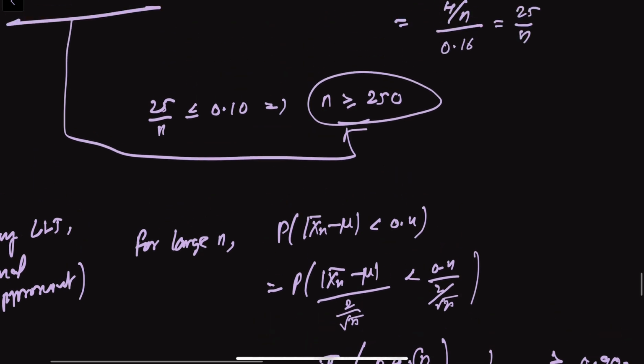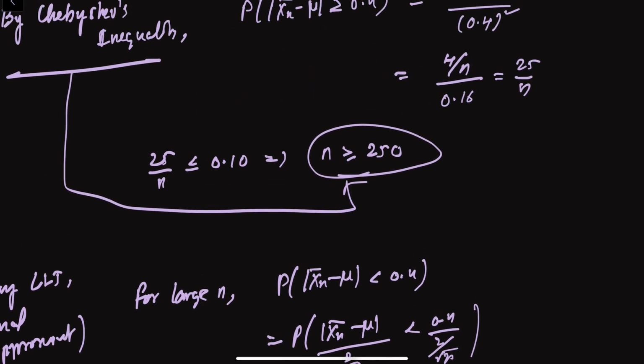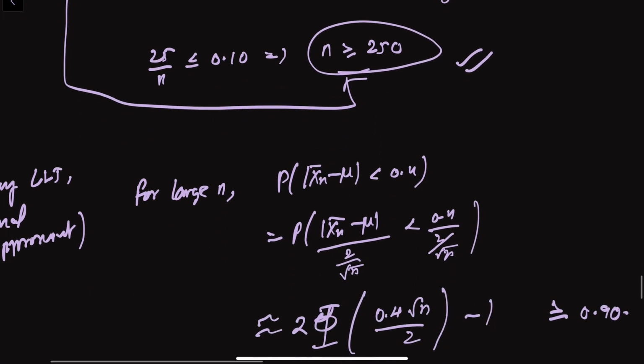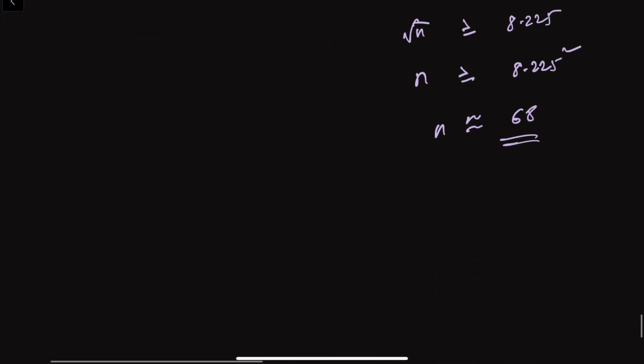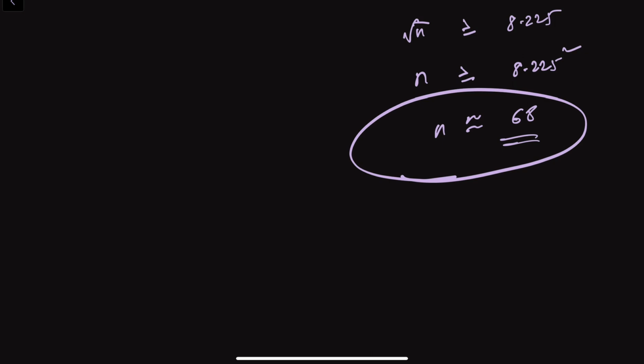So Chebyshev is giving us a guaranteed bound. This is useful generally when we have a non-normality assumption. But the central limit theorem is giving us a much smaller sample, but it is asymptotic.